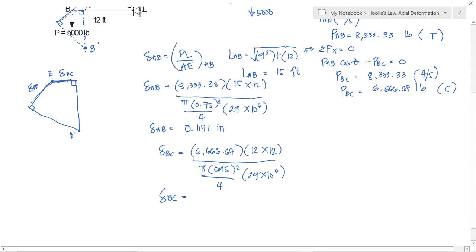Okay, so 6,666.67 times 12 multiplied by 12 by 4 divided by pi divided by 0.95 squared divided by 29 times 10 raised to 6. So, we have delta BC is equivalent to 0.0467 inch. Okay. So, we have the delta AB and delta BC.